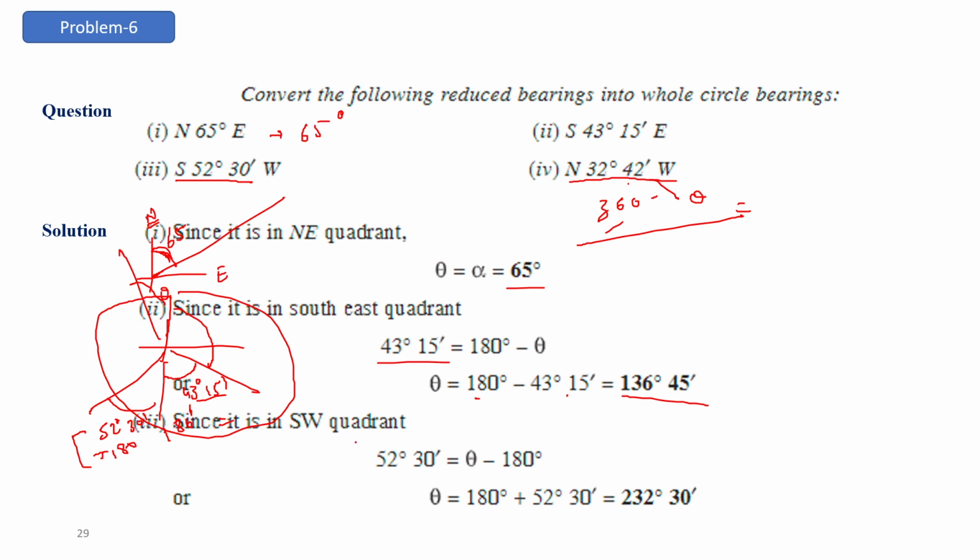The answer of the third one is 180 plus theta, and the answer of the fourth is 360 minus theta. When we subtract this value, we will get the answer.